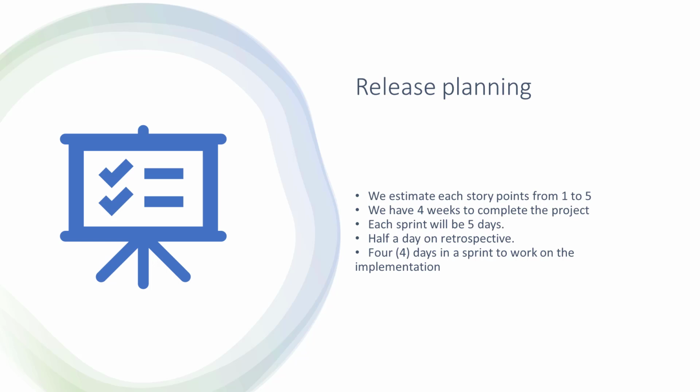Release planning is the combined efforts of the product owner, the Scrum Master, and the developer team. The stories will be assigned priorities and then estimated for each release. We have estimated each story with point scale of 1 to 5, where 1 is easy and 5 is hard. We also know that we have 4 weeks to complete the project, so our release will be 4 weeks, and each sprint will be 5 days. We assume that we will spend half a day on planning and half a day on retrospective. That will give us 4 days in a sprint to work on the implementation.